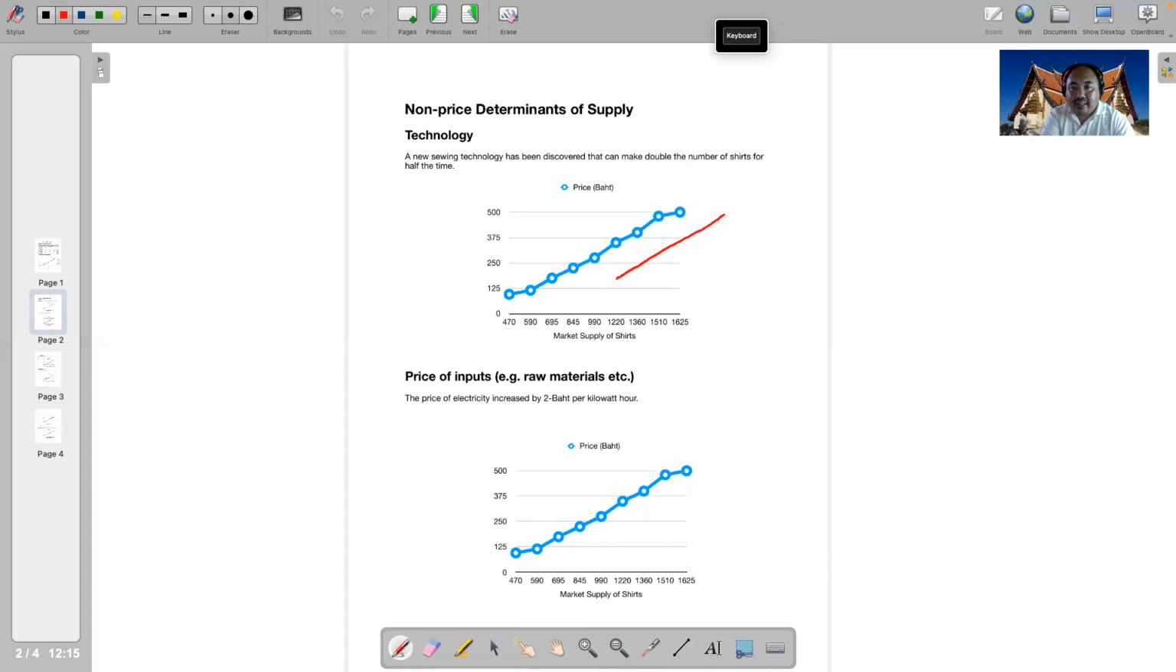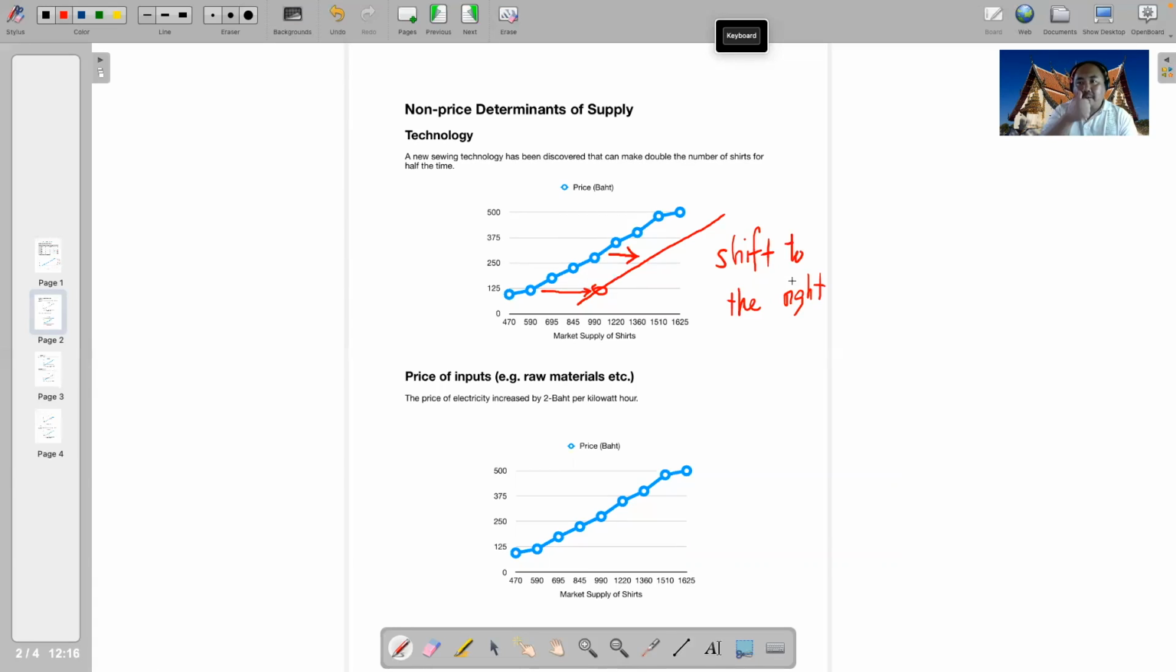That means that our supply curve shifts to the right. You see, for the same price level, there will be now more shirts in the market. So for example, at 125, before there would just be 590 shirts. This time there will be maybe 900 something shirts in the market. So a shift to the right. That's what happens with technology.